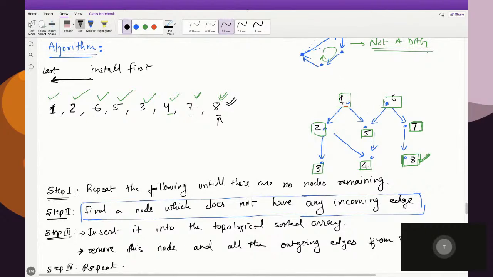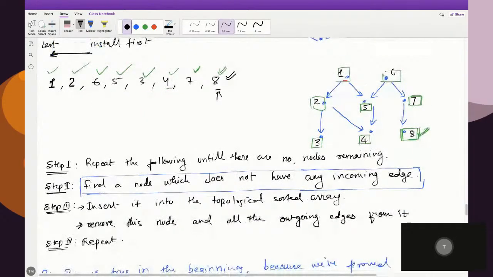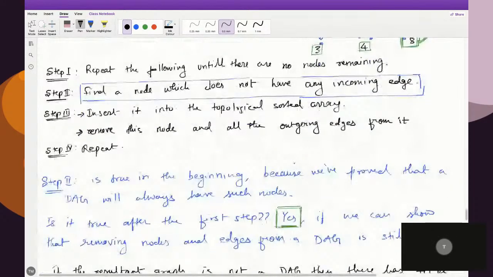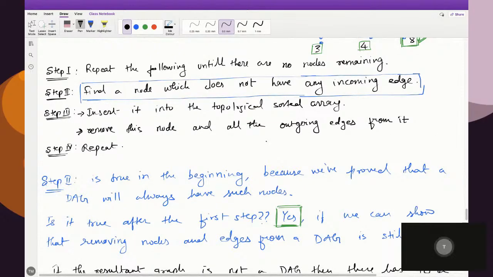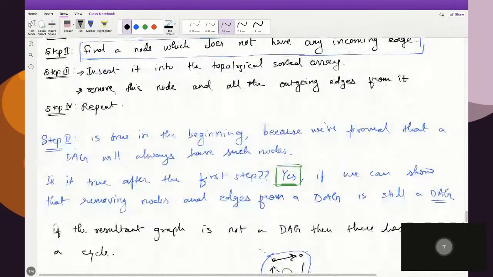And then after we choose that, we remove that node from the graph, and we also remove all the associated edges with it. Then in the resulting DAG, we repeat this as long as we have any node in the DAG. So you can see the algorithm: repeat the following until there are no nodes remaining. Find a node which does not have any incoming edges, insert it into the topological sorted array, remove this node and all the outgoing edges from it, right? And you keep on repeating this.